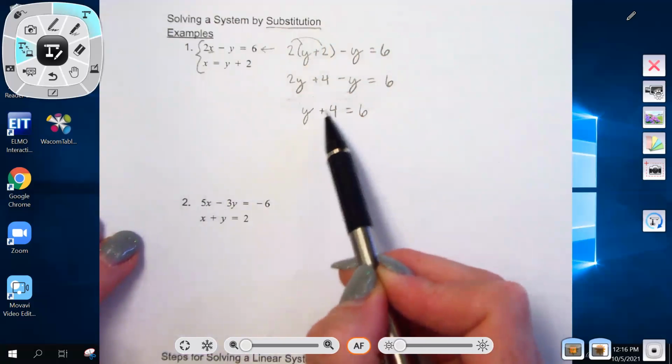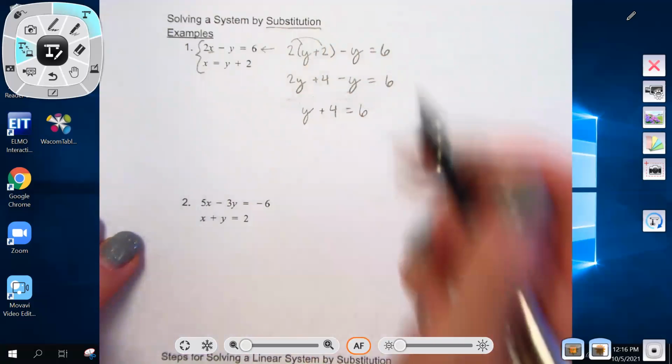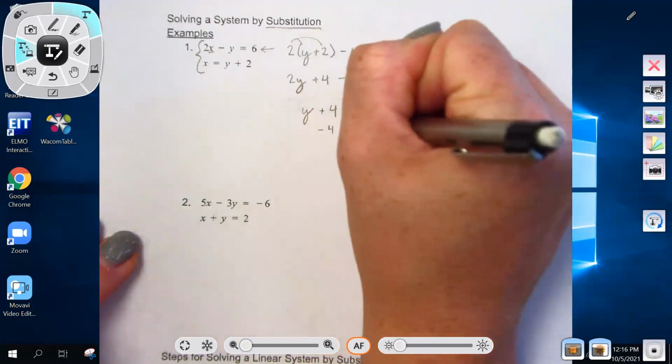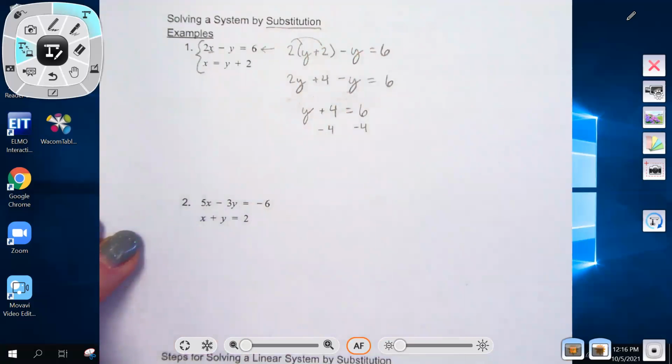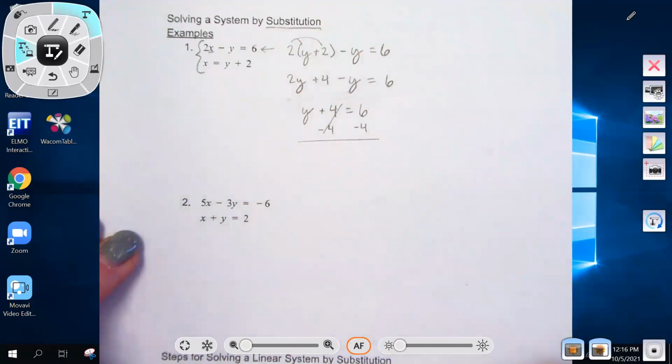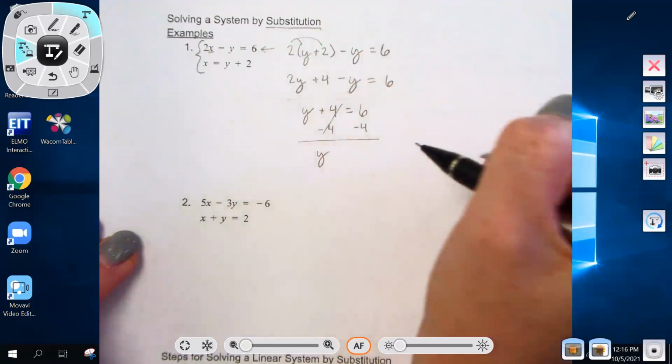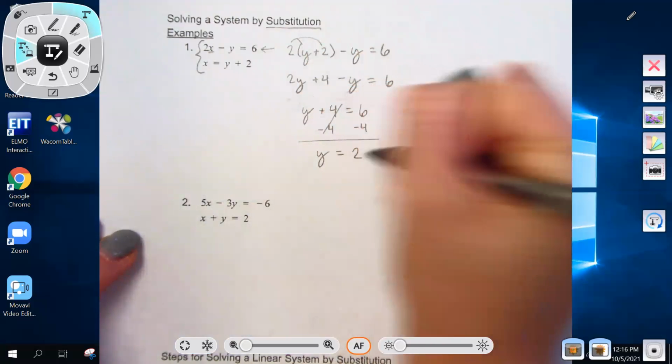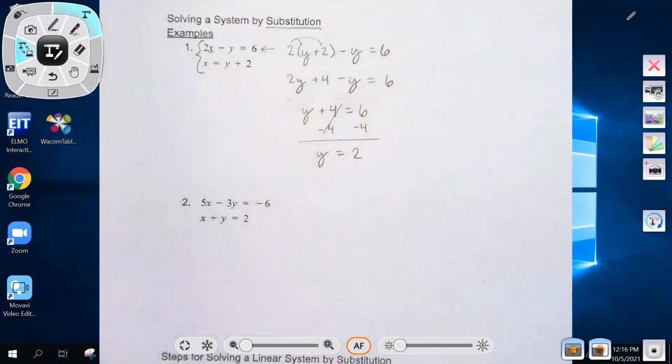So now, for example, I'm trying to get rid of this plus 4. So I'm going to subtract 4 from both sides to move that 4 to the other side. So we get a y value of 2.